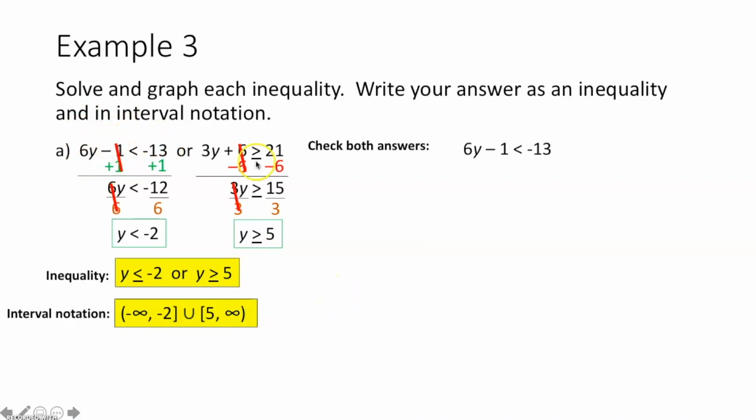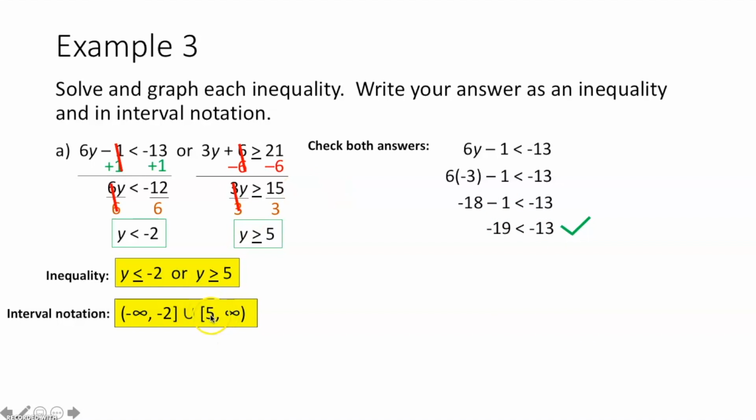First, we start with this guy right here. What we're going to do is plug in a number on this given interval. So what's the number on this interval? Well, let's say -3. Yeah, -3 is less than or equal to -2, so we'll plug in -3 for y. Now we simplify. 6 times -3 is -18, and -18 minus 1 gives you -19. Is that less than -13? Yes, it is, so that one checks out.